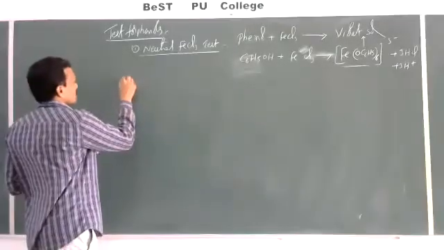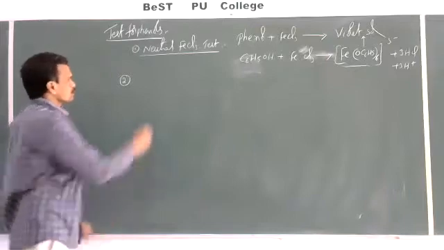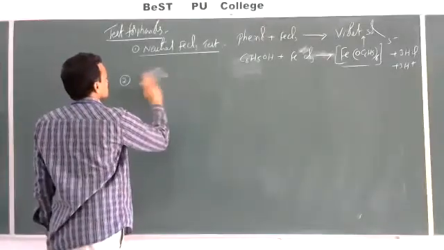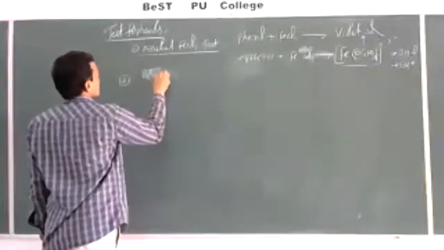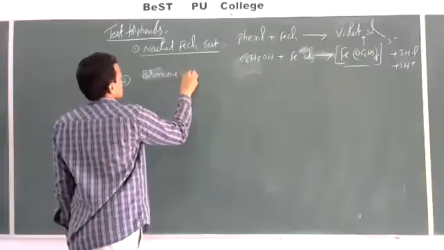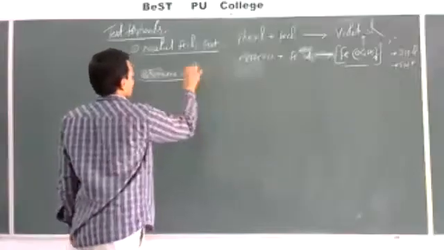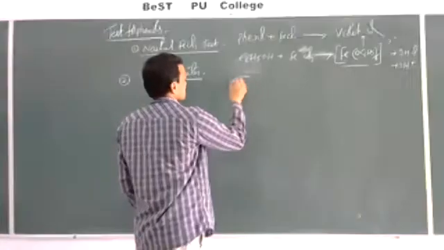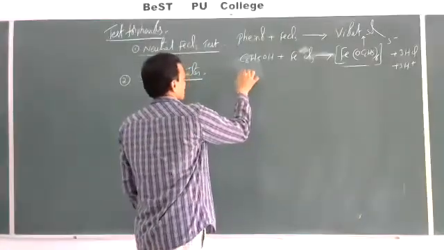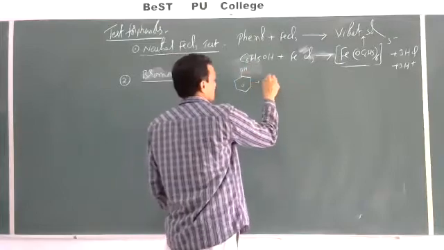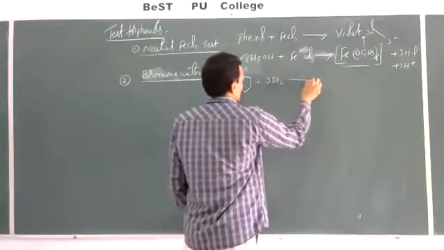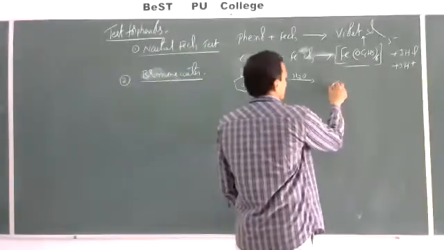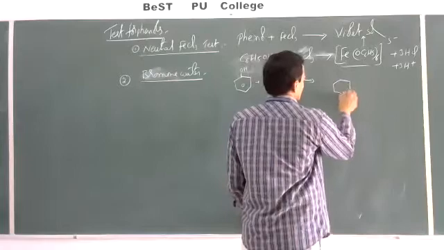Now come to the second test, with bromine water. This reaction with bromine water we already discussed in chemical properties. When phenol is treated with bromine water, bromine dissolved in water, we get a white precipitate of 2,4,6-tribromophenol.